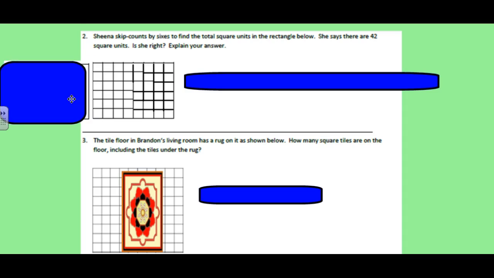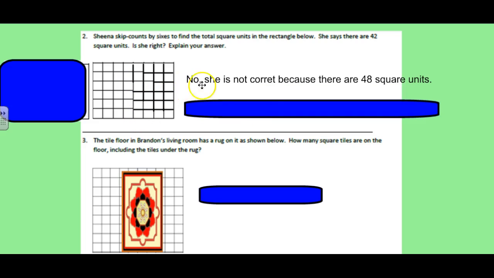Okay, so this is what the rectangle looks like. And it turned out there were 8 in each row. So I know that if I have 6 on this side, and if I have 8 on this side, and I know that 6 times 8 is 48, then that's going to be more than 42. So she doesn't have 42 square units in her rectangle because she actually has 48. So the sentence I was looking for is no, she is not correct because there are 48 square units.